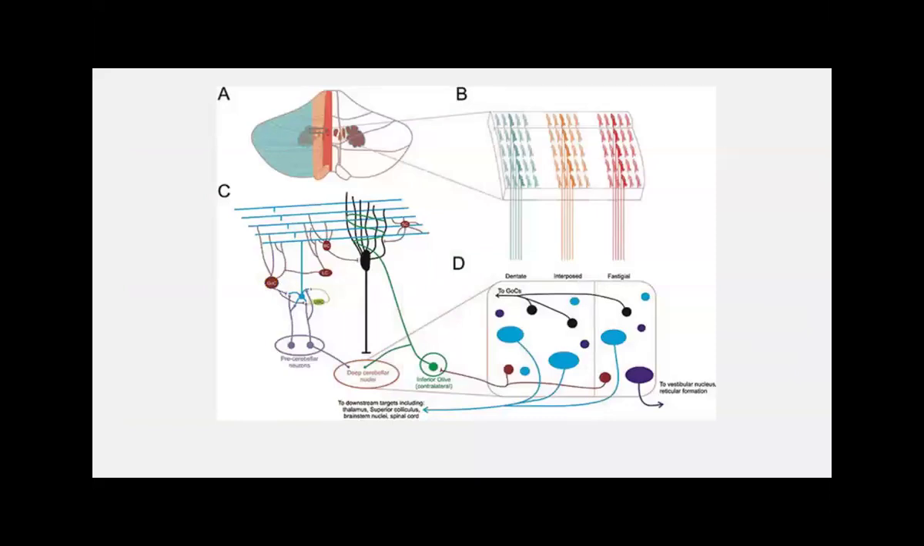So this is the schematic representation of deep cerebellar nuclei. The Purkinje cell output modulates the deep cerebellar nuclei, which are the dentate, interpositus, and fastigial. They have interconnections between them, as well as give efferent connections to the brainstem, as well as the cortex, as well as the reticular formation.